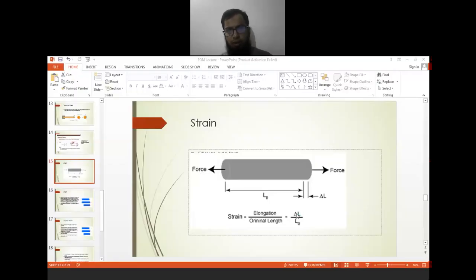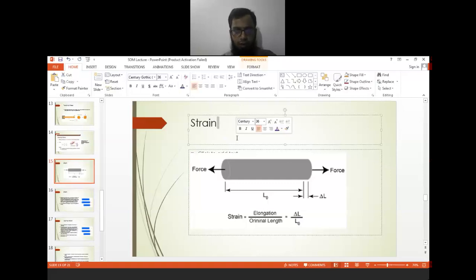In the last lecture we discussed stress. Now we will come to the next important parameter, strain. Strain basically is the elongation upon the original length, the change in length upon original length. This is how we define strain.